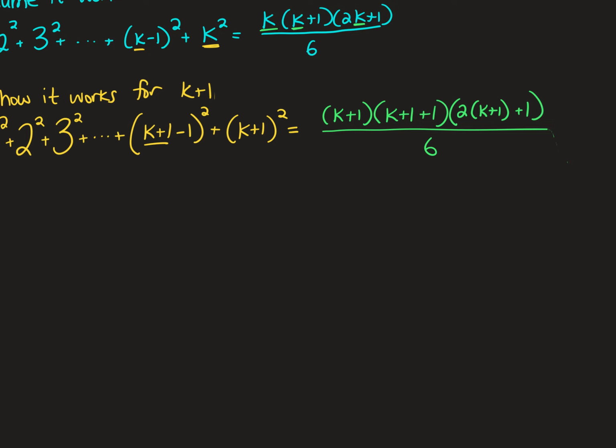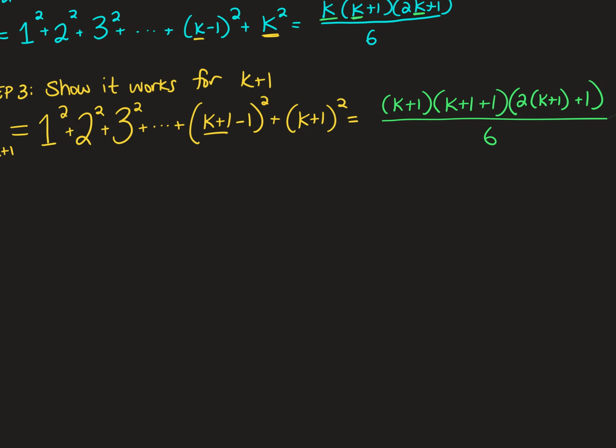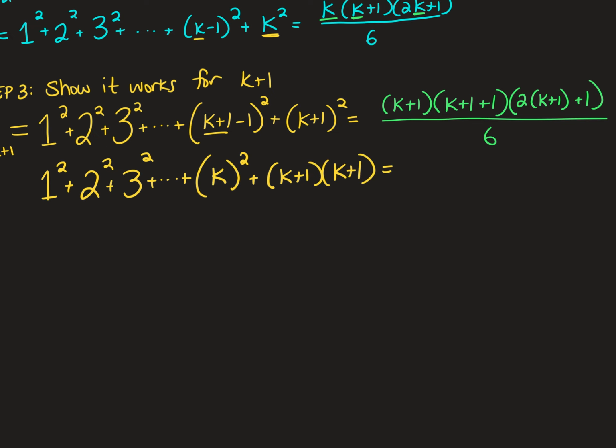So I want to take a minute and clean it up just a little bit. I'm going to start by simplifying as much as I can. Let's start with the left side. On the left side, let me make sure I have my yellow marker. I've got 1 squared plus 2 squared plus 3 squared plus dot, dot, dot, plus. Okay, let's simplify that expression. What is k plus 1 minus 1? k. So I have k squared. Plus, I'm just going to write this as k plus 1 times k plus 1 for right now. We'll come back to that.